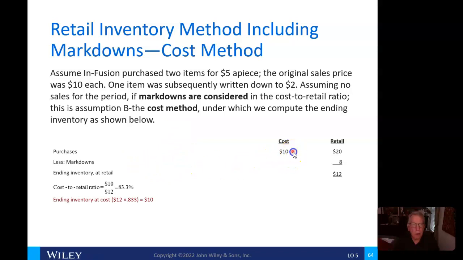So here's our purchases, cost. Our retail was $20, right? And our ending inventory at retail, $8. And we can now take this $12 cost to retail percentage of 83.3% and multiply it times $12 to get $10 ending inventory at cost.